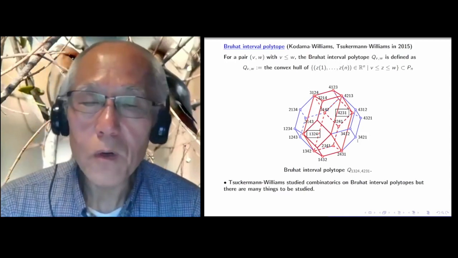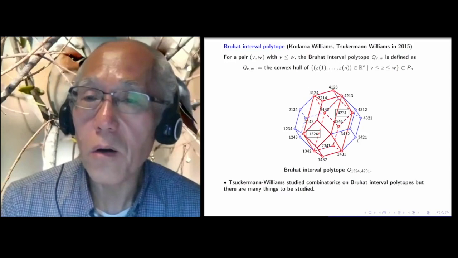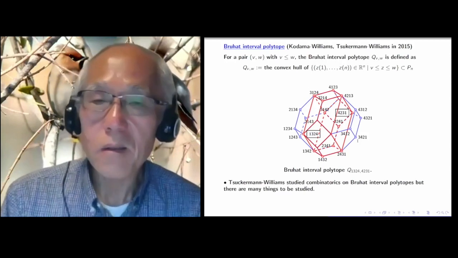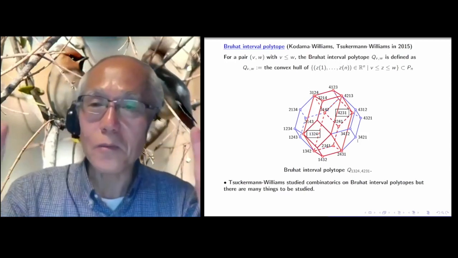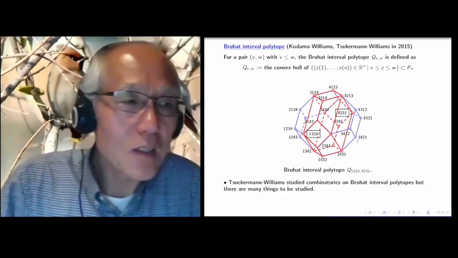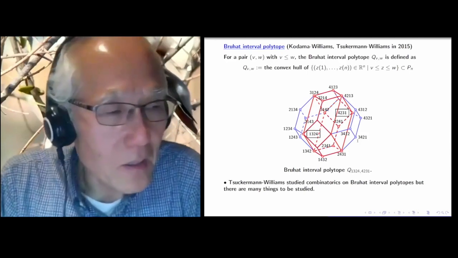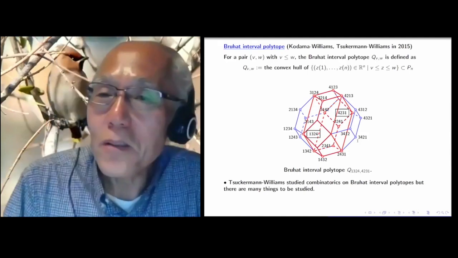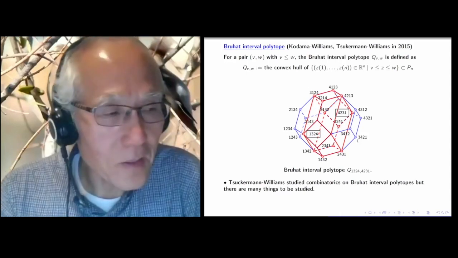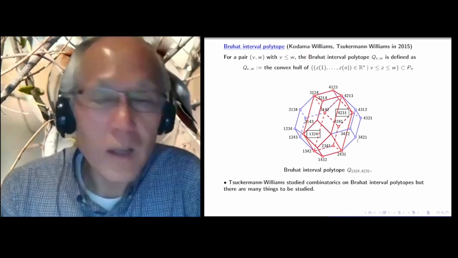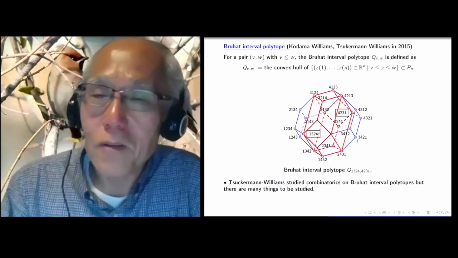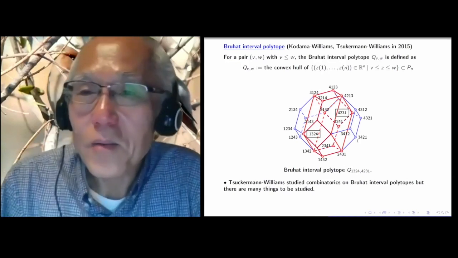So we are wondering what kind of combinatorial object appears in other types. There must be something nice, some nice combinatorial object which describes the Bruhat interval polytope. So anyway, for the generalization of our result to other types, there must be some nice object. So we are looking for it. Thank you.